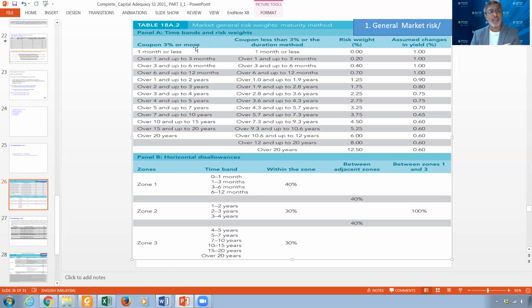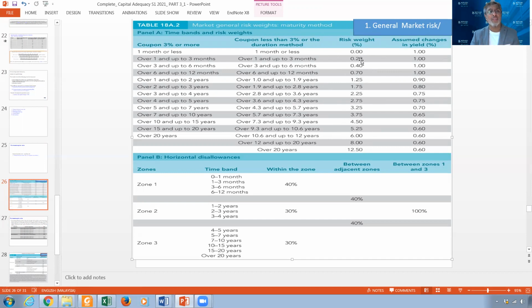And this is for the less, and this is the more. And this is the risk weights. So if it is 1 month, you don't take anything. Don't worry about this column, because this column is what the regulators assume that change would be. All I need now is to take the risk-weighted assets. All I have to do now is to calculate this one.